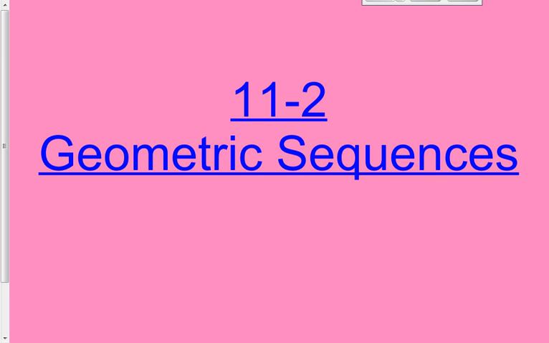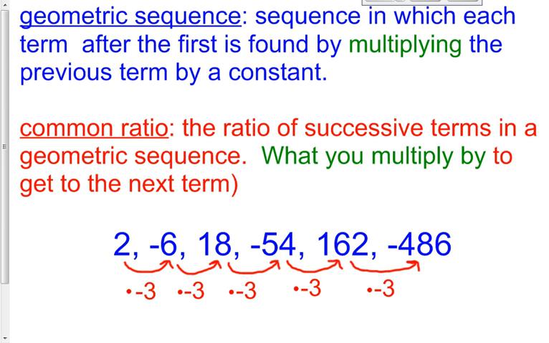Hi class, we're on our second lesson on chapter 11, 11.2 geometric sequences. Remember what a sequence is. It's just a set of numbers in a particular order. An arithmetic sequence is when you add a certain number to get each and every term. Now here's what a geometric sequence is.